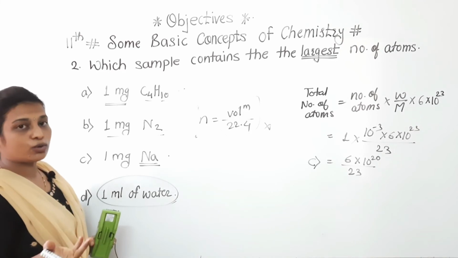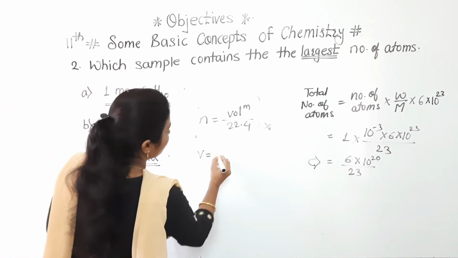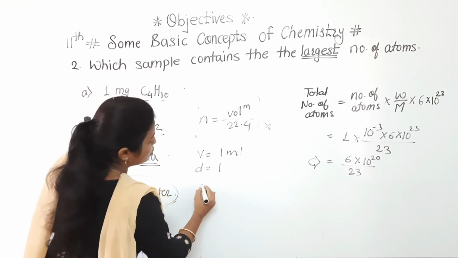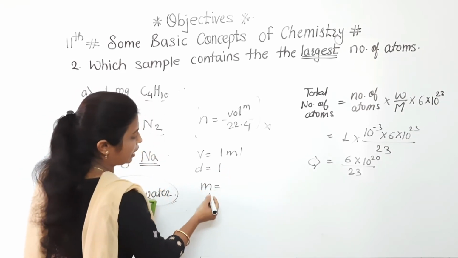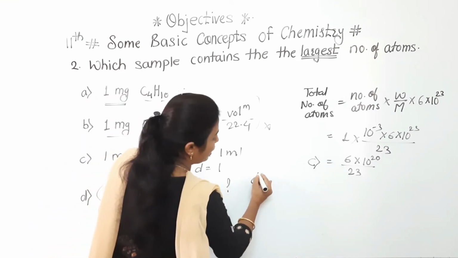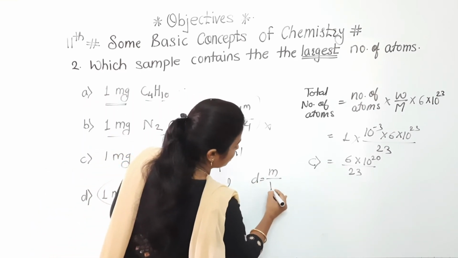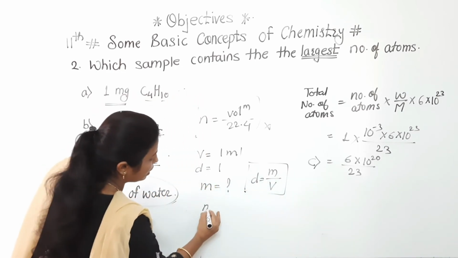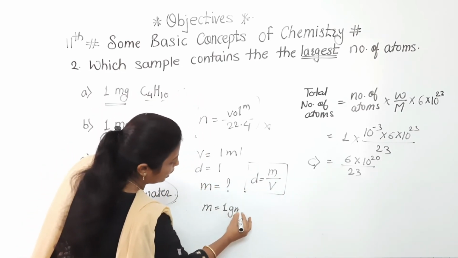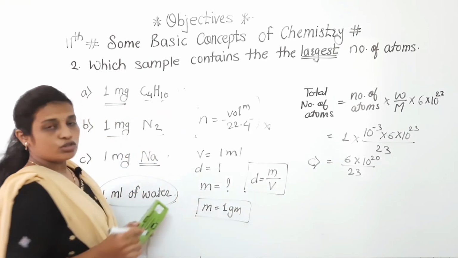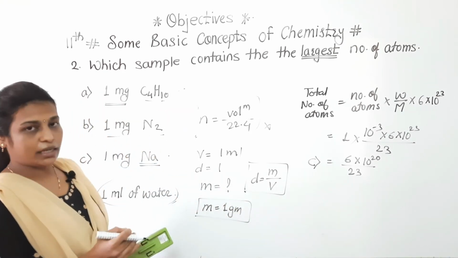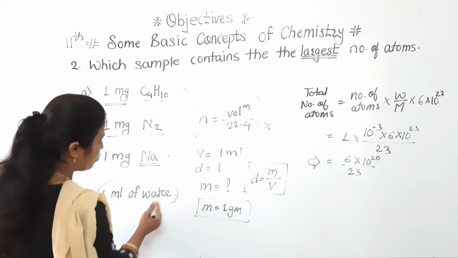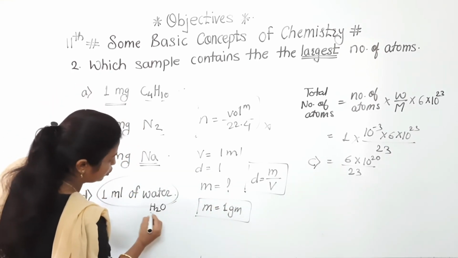For that, what do we have to do? Now see, they have given the volume, that is 1 ml. As we know, the density of water is 1, so we have to calculate the mass of the water. What is the formula? Density is equal to mass upon volume. That formula we have to use. So what will that be? M is equal to 1 gram. Clear to everyone? So in this way, when we calculate, we got the mass, that is 1 gram. Now see, water's formula is H2O.